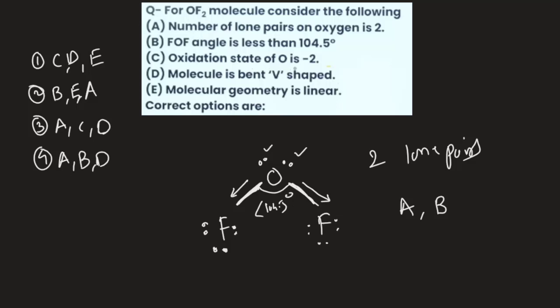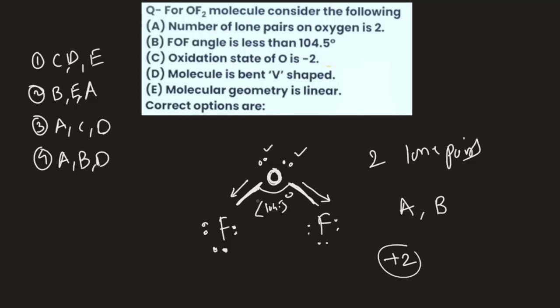The next one: oxidation state of oxygen is -2. So this oxygen is there at the center, right? Oxidation state of this is -2, it is saying. So oxidation state is basically calculated as how many electrons it has lost. So if you look here, oxygen has 6 valence electrons, and out of that it has lost 2 electrons. So the oxidation state of the oxygen in this molecule is +2, and not the -2.